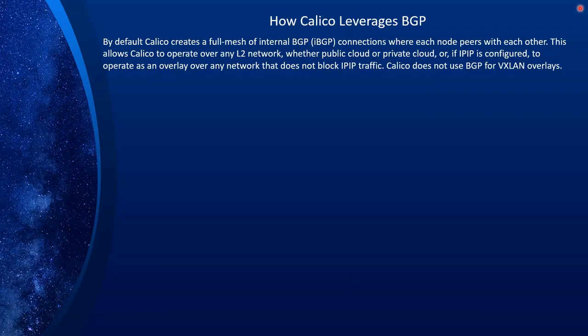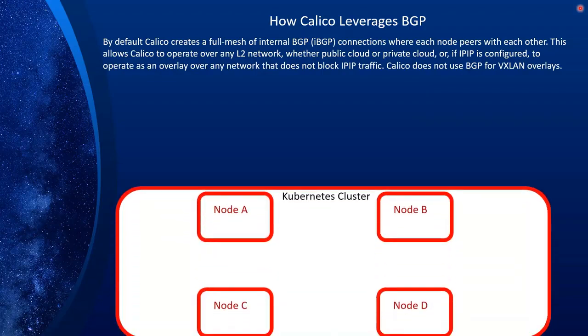As long as IP and IP traffic is not blocked, then full mesh can be established using layer 3 network. Note that if we choose to use VXLAN instead, BGP is not supported in that scenario. Now let's say we have a Kubernetes cluster, we have 4 nodes, as you can see here. The next step for us would be to install Calico, and that is how we install Calico.